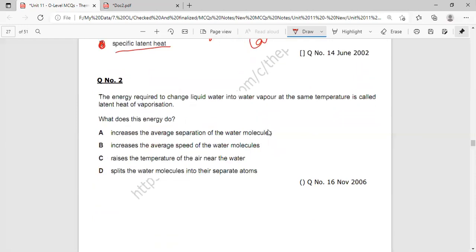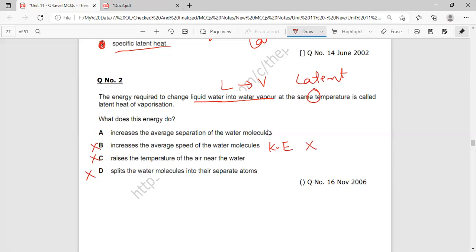The energy required to change liquid water into water vapors. So it means liquid is being turned into vapors at the same temperature, the latent word is being used. So which option is the correct answer? What does this energy do? Split the water molecules into their separate atoms? No, it is not possible. Raise the temperature of the air near the water? No, it is not possible. Increase the average speed of the water molecules? Since temperature is constant, there will be no change in the kinetic energy. So this option will also be wrong.